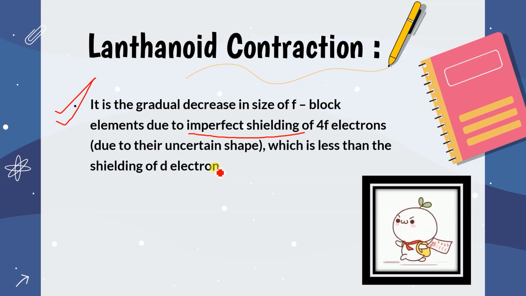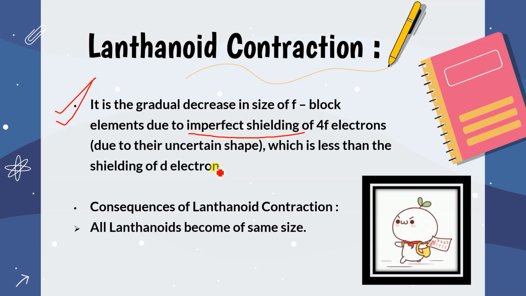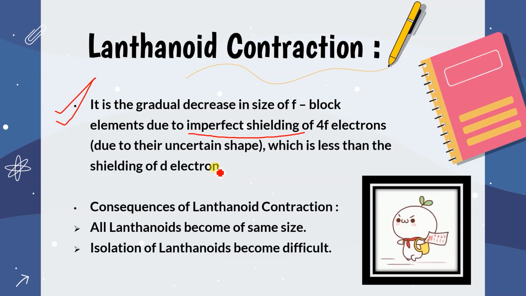Again, here's a 100-mark question, and that is the consequences of lanthanoid contraction. What are these? All lanthanoids become of the same size, and second, isolation of lanthanoids becomes difficult.